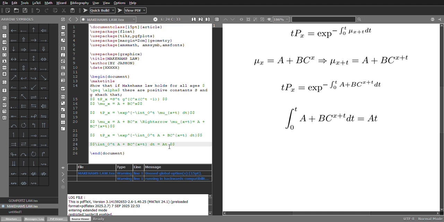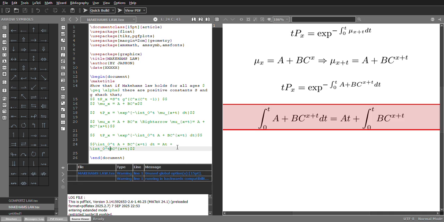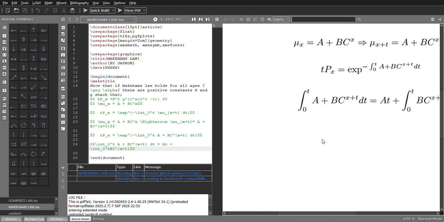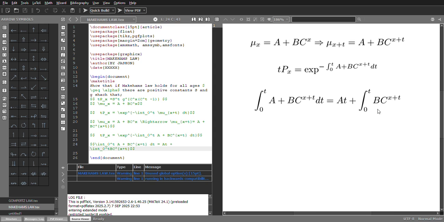Let's add shift plus now the integral. Now we will be adding the integral of this.